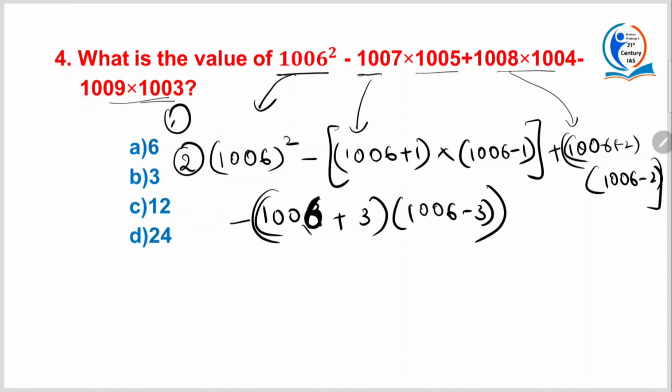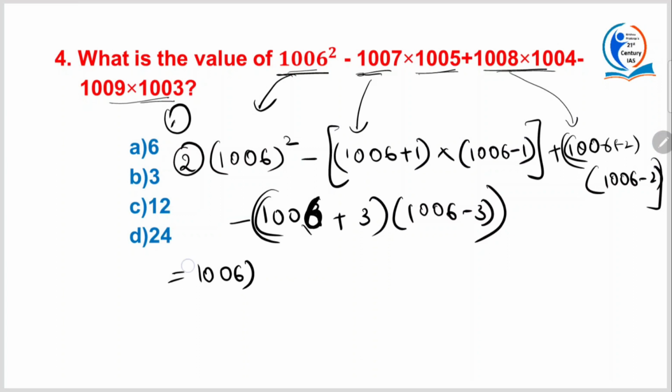Now, you might ask me, ma'am, how will we know that we are supposed to write it in this form? One thing is you have to practice n number of problems. Second one is by observation. Okay, so why did I write like this?